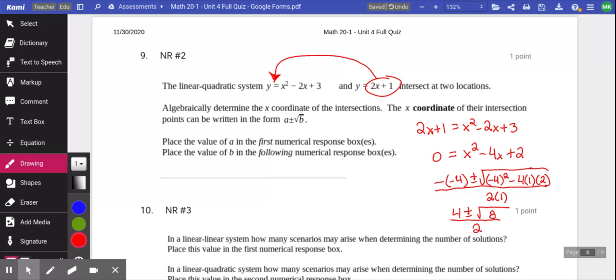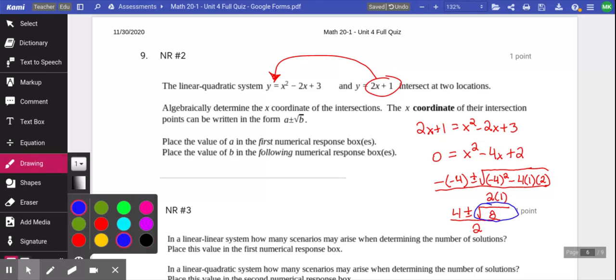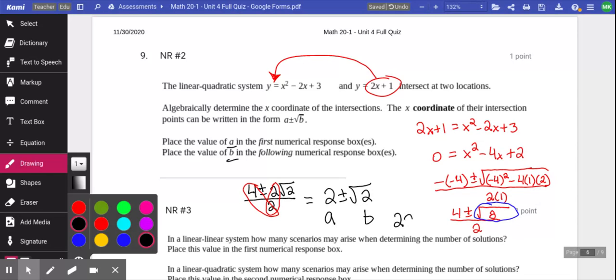Sometimes people get stuck there. Remember that you have to simplify that radical. So that square root of 8 would become 2 root 2. So I have 4 plus or minus 2 root 2 divided by 2. I then realize that all my coefficients can divide by 2, giving me an answer of 2 plus or minus root 2. It says place the value of a, this is a, in the first box, b, this is b in the second box. My answer should have been 2 and 2.